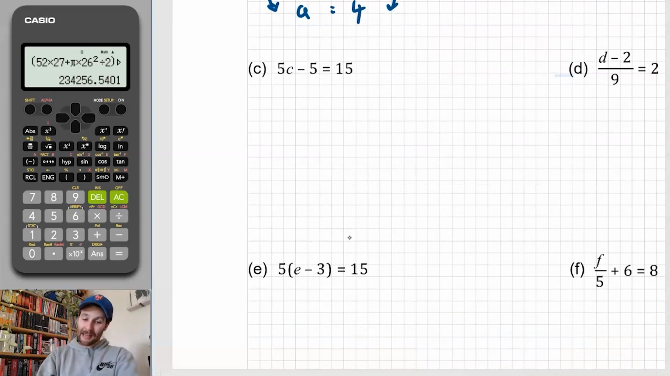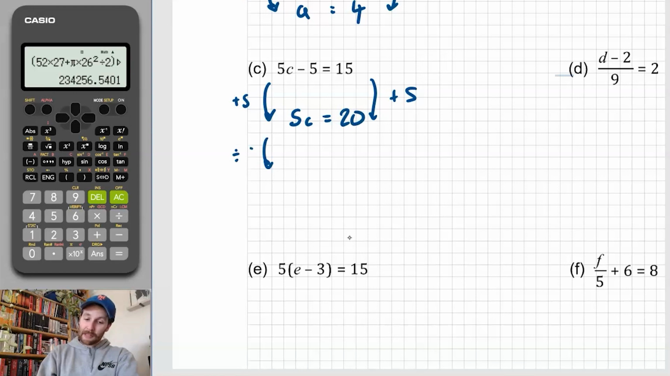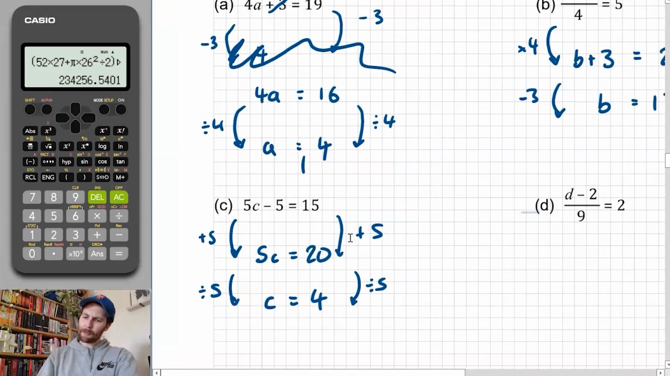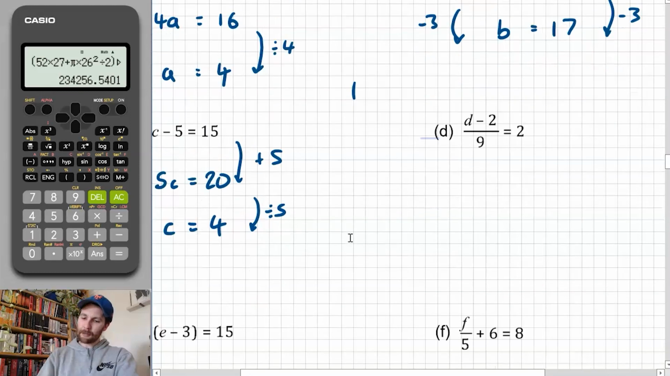So for this one here, something's been multiplied by 5. 5 was taken away from the answer and it left us with 15. Let's add that 5 back on. So something times 5 is going to be 20. So then we reverse that by dividing by 5. So then the something is going to be equal to 4. They end up being pretty similar to the last.